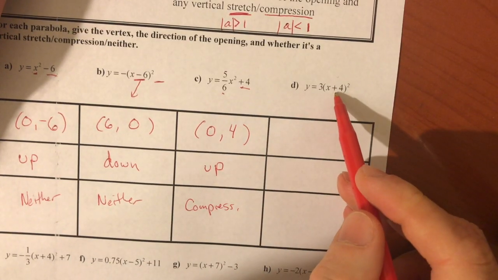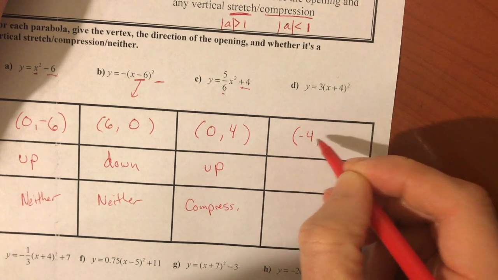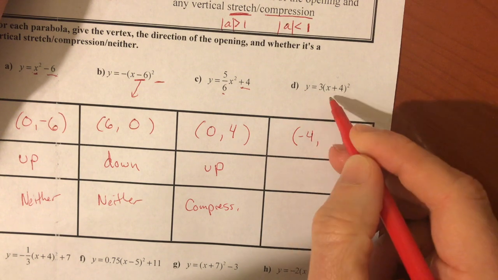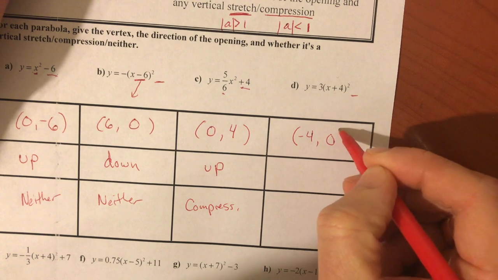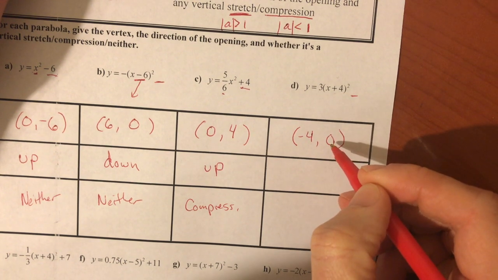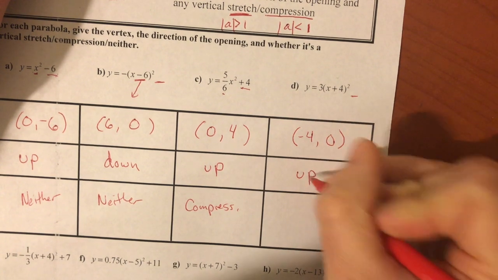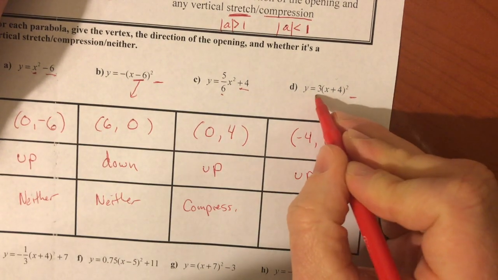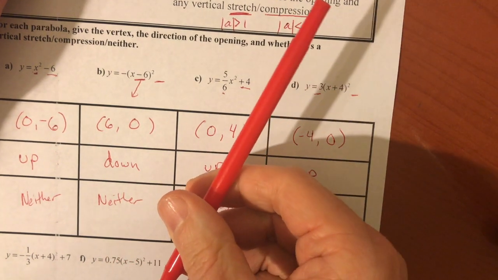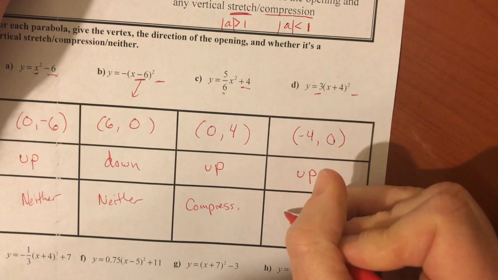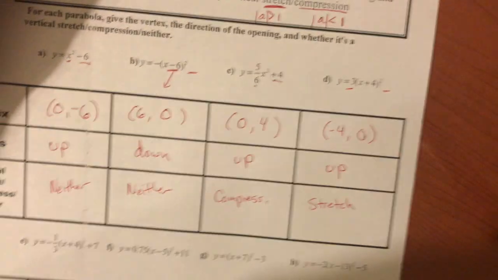Right here, part D, plus 4 on the inside means we're really going to go 4 units to the left because it takes negative 4 to make it 0. And on the end, nothing has been added or subtracted, so (-4, 0). That's where our new vertex is. Leading coefficient is positive, so it opens up. And 3 is greater than 1, so if your slope is 1 normally, now it's 3. It's going to be increasing much quicker. That's going to appear as a vertical stretch.